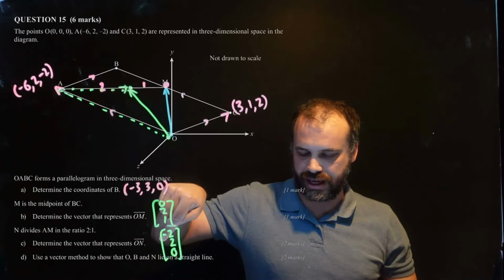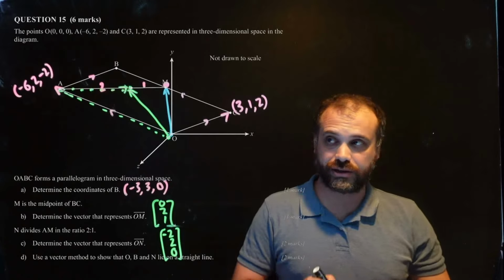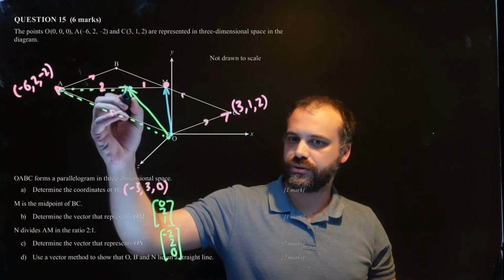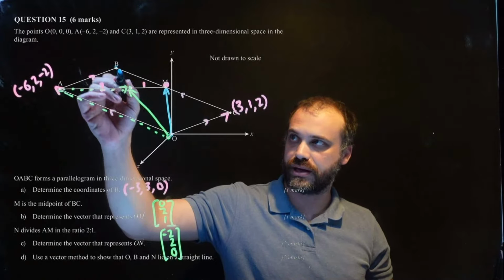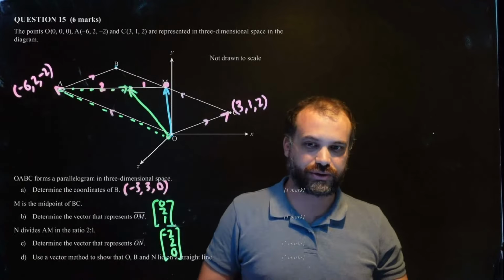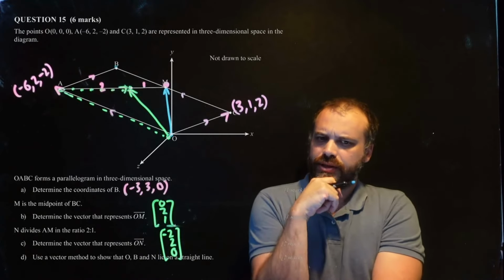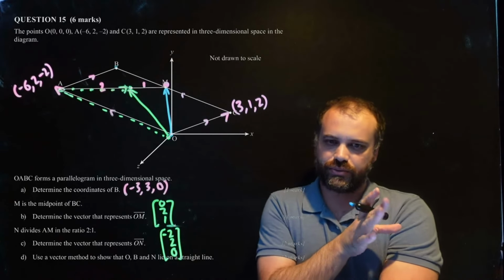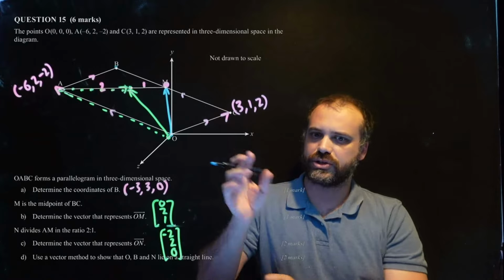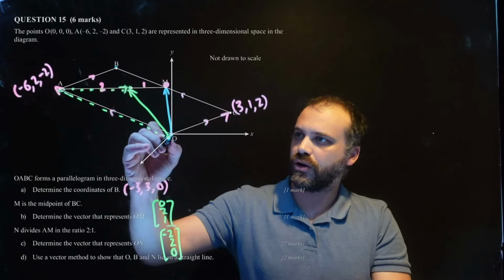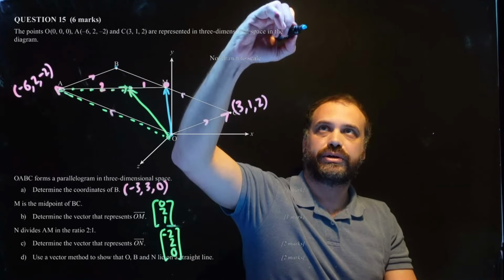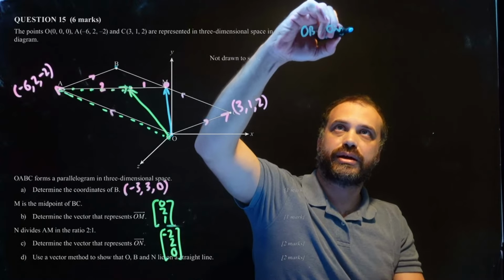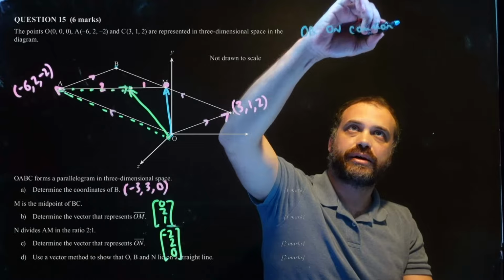All right, and our last bit of the question: use a vector method to show that O, B, and N lie on a straight line. All right, so O, B, and then we've got N here. Okay, these all need to lie on a straight line. Okay, there is something really nice that we can do here. First of all, we need to note that OB and ON both have a common starting point. OB, ON, common start point.